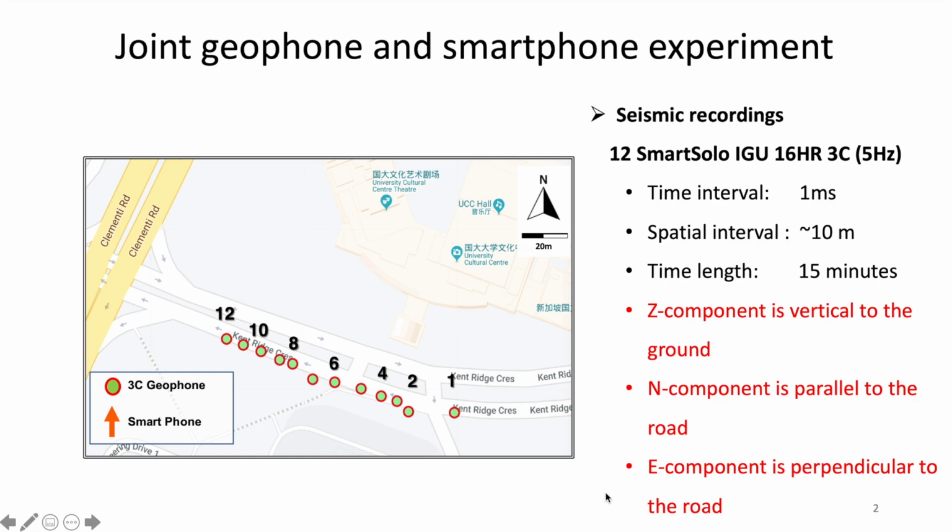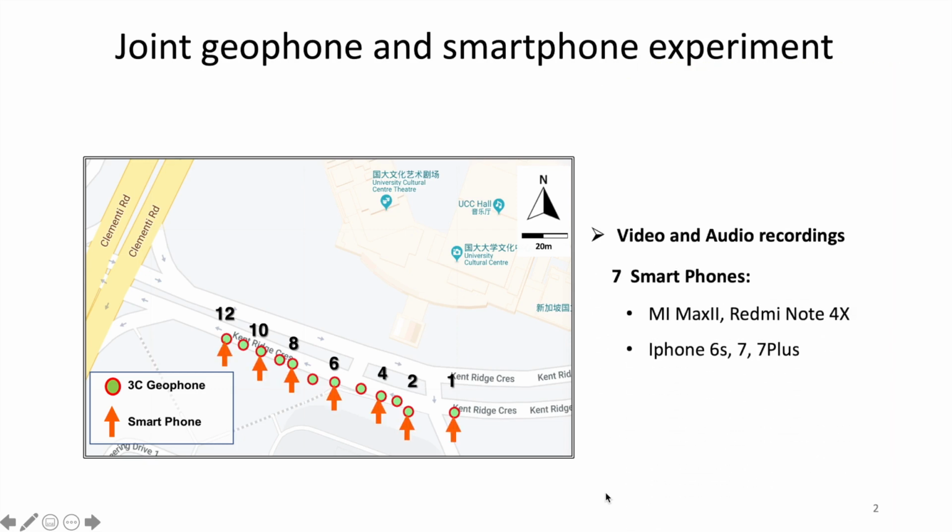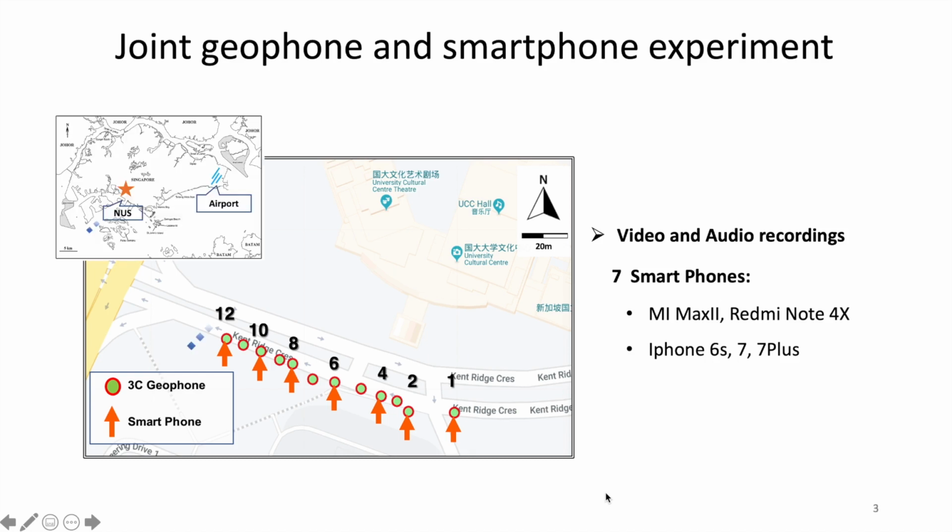We recorded 15 minutes of data with 1 millisecond time sampling interval and 10 meters spatial interval. At the same time, we had 7 people standing next to the geophones, holding smartphones and recording videos. These geophones and smartphones form an observation array. During our experiment, a civil aircraft flew over our array. The flight direction is indicated by the blue arrow.